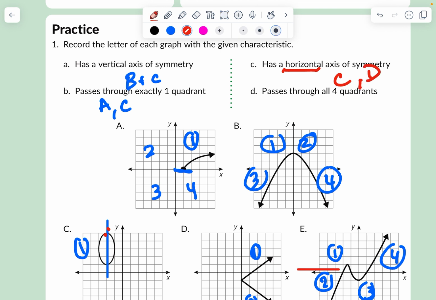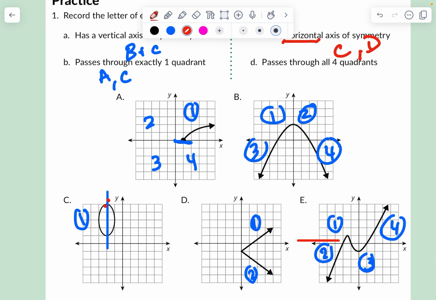C and D. And then passes through all 4 quadrants. Oh, look, we already checked that. I had B and I had E that passed through all 4 quadrants. So B and E.